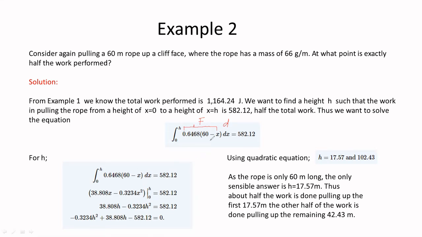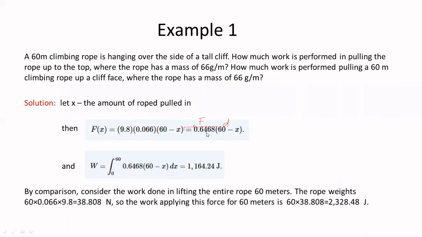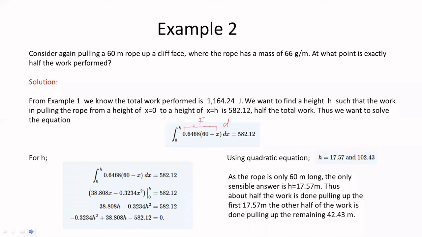Now, where is this particular expression coming from? It's actually taken from our original sample problem, this one. So the expression for the force is exactly the same as the first expression we use for the answer of the first question here. And we just equated it to half of the total work. So if you do the mathematics, this is your expression. You will have to distribute the 0.6468 to 60 minus x. And then after that, you just simply have to distribute.